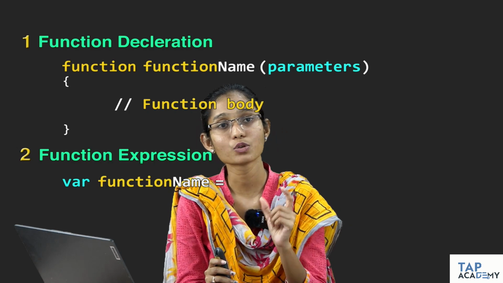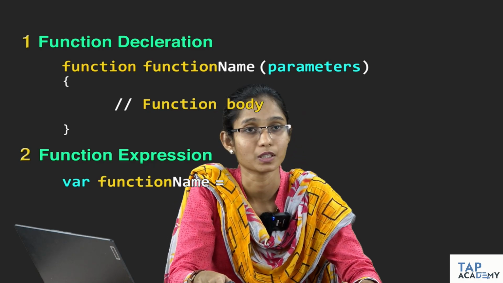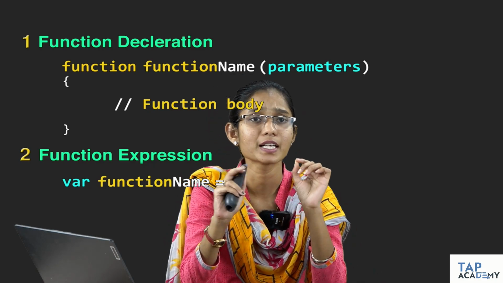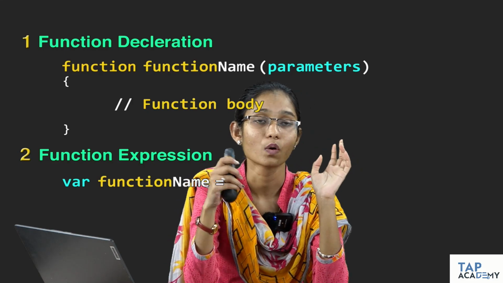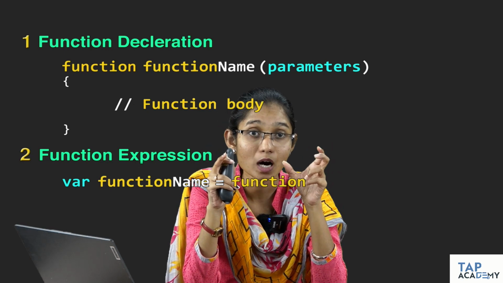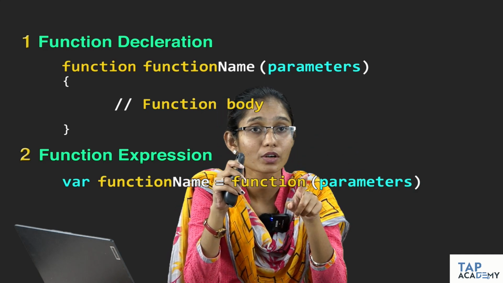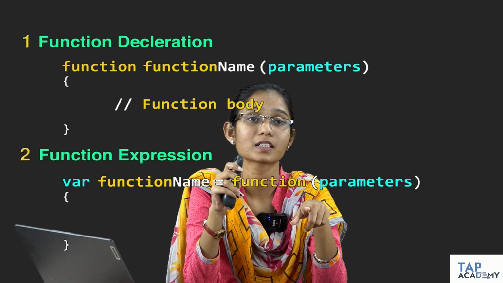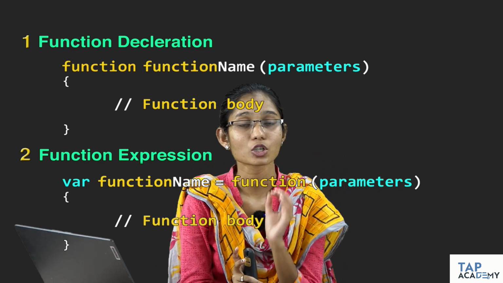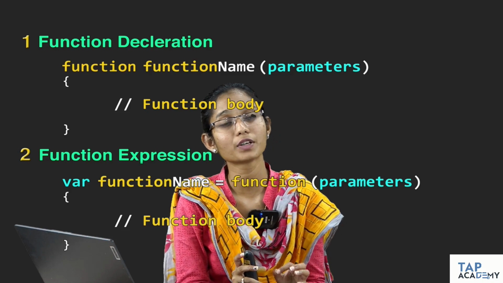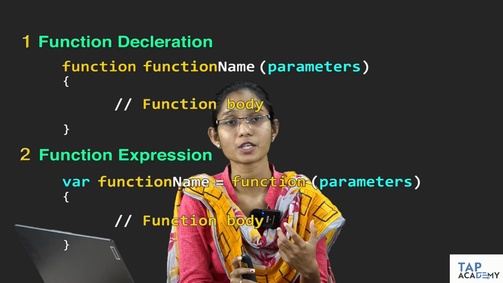Okay. So after this you can see equals to. We use this equals to because this is an expression. Whenever we create a function expression, we have to provide it as an expression. After this, you write the function keyword, and then any parameters if you want to give. Then inside the curly braces, you provide the function body. So this is the syntax of creating a function in the function expression way.